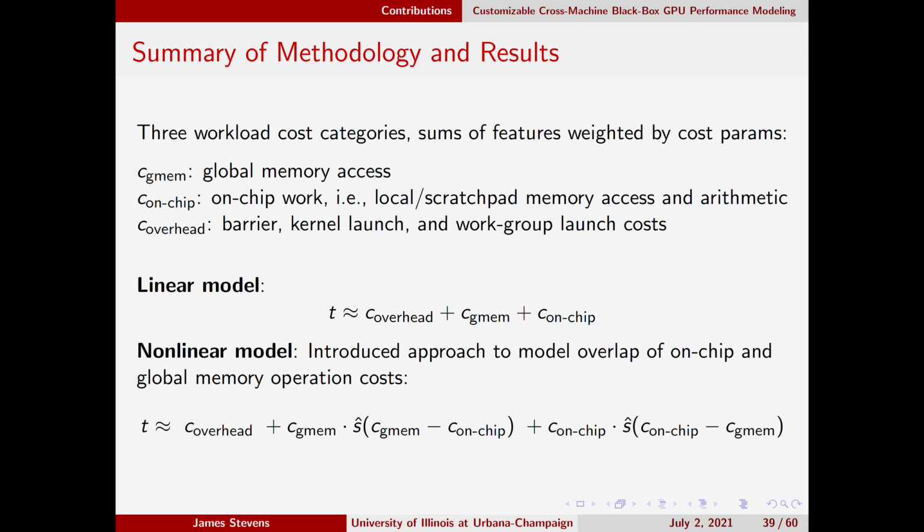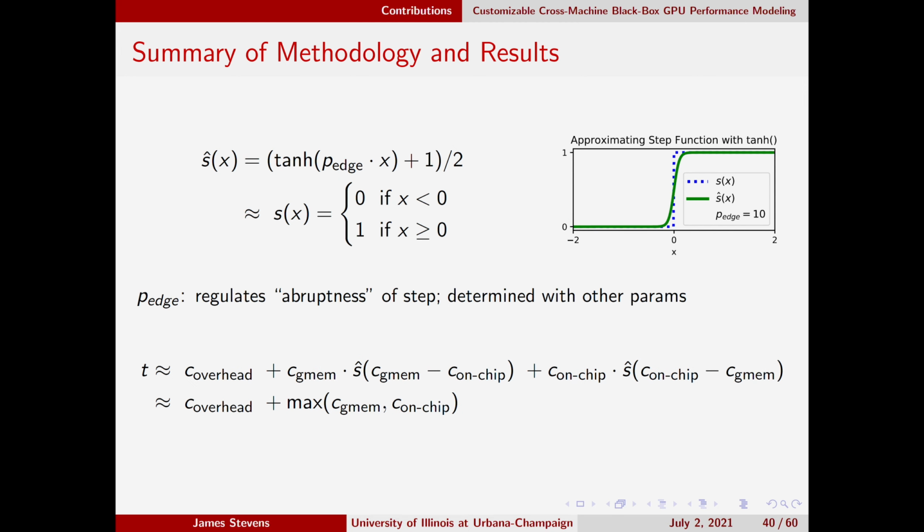We demonstrated two different kinds of models in the paper, and each of these models divides workload cost into three categories: global memory access, on-chip work, that's arithmetic and local memory access, and overhead. Each of these individual cost categories is a sum of kernel features weighted by cost parameters. Then we construct a linear model simply by adding all these costs together. And we also constructed a nonlinear model that allows for modeling of overlap between global memory access and on-chip work, which I will discuss further on the next slide.